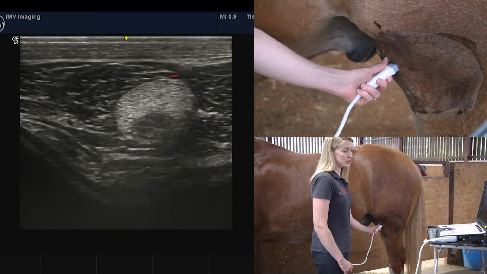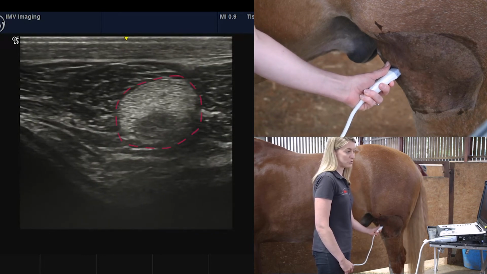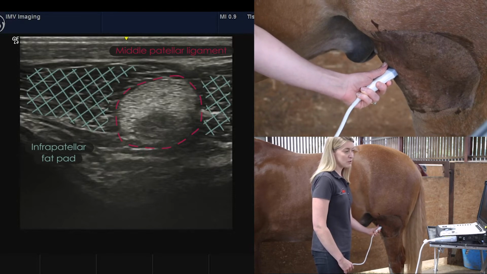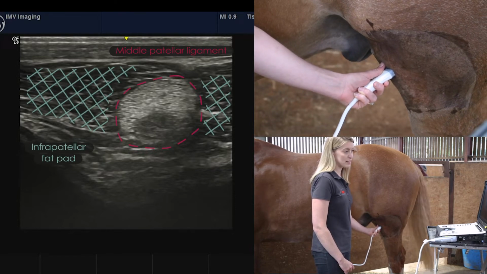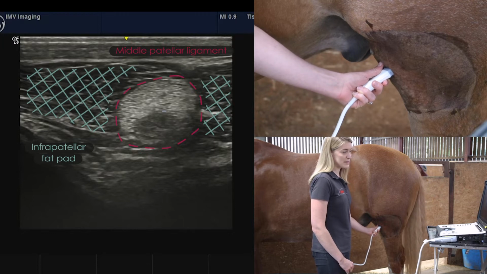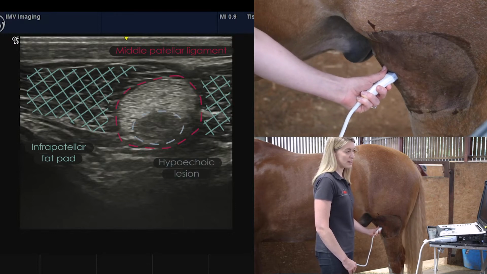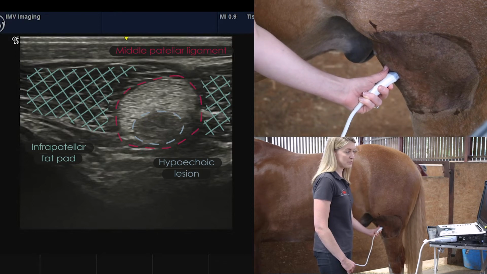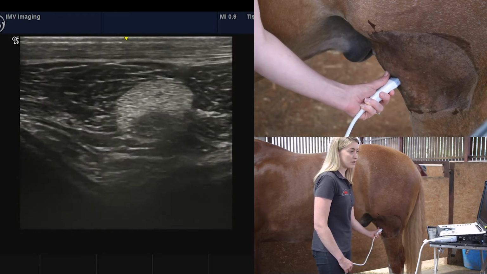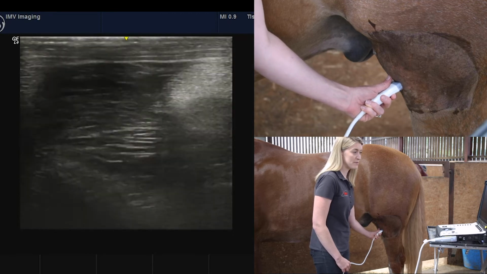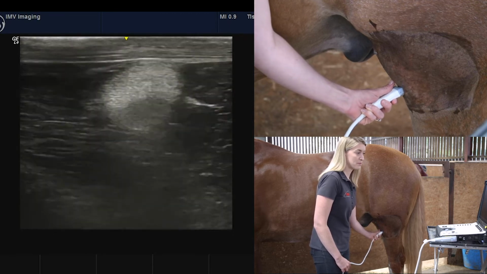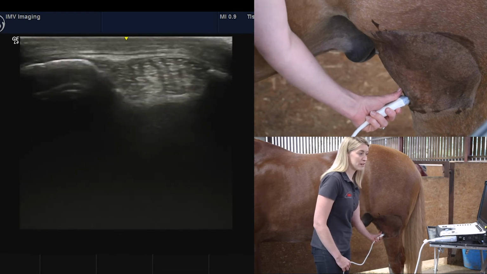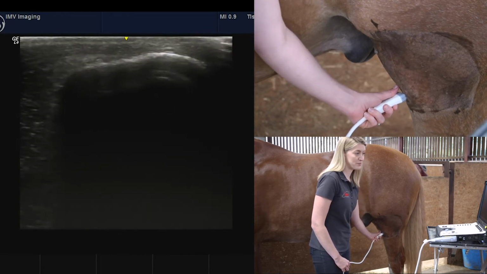Note the shape of the middle patellar ligament is quite rounded. It's surrounded by the infrapatellar fat pad, which means that the margins are sometimes quite ill-defined. However, the ligament itself is of uniform shape and size and is of a uniform homogeneous echogenicity. I continue to move the probe distally until the ligament inserts on the cranial aspect of the tibial tuberosity.